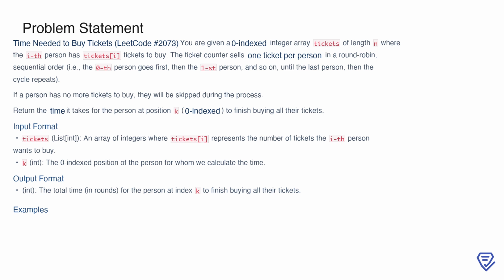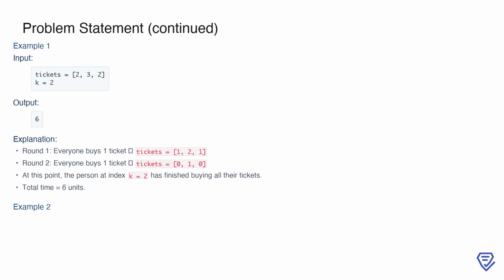If someone has already purchased all their tickets, they are skipped for the remainder of the rounds. The goal is to determine how many rounds it will take for the person at index k to complete their purchase. The input consists of the tickets array and the position k, and the output is the total time in rounds for the person at position k to finish buying all their tickets. Let's look at an example to understand this better.